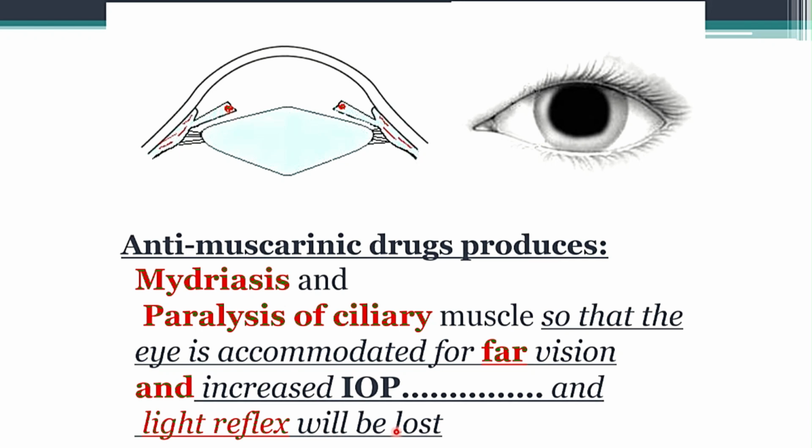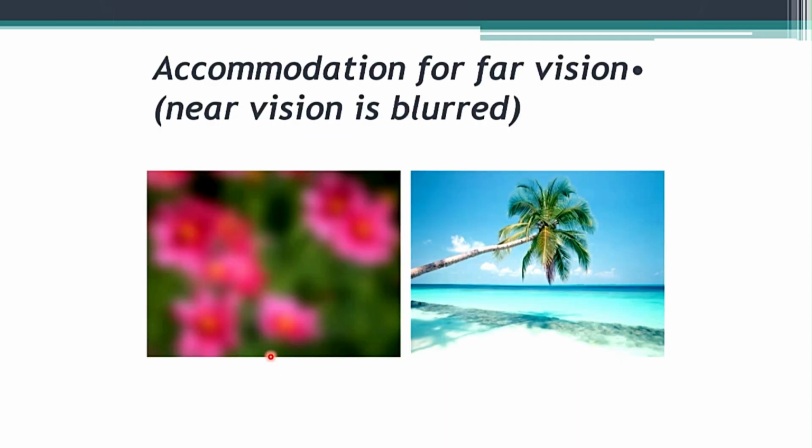Also, the light reflex will be lost. That is, application of light on the eye does not produce miosis because the sphincter muscles of the iris are paralyzed. Accommodation is for far vision; near vision is blurred.